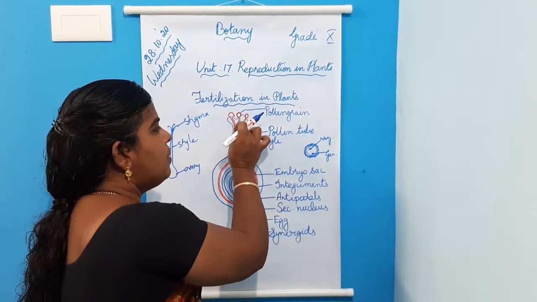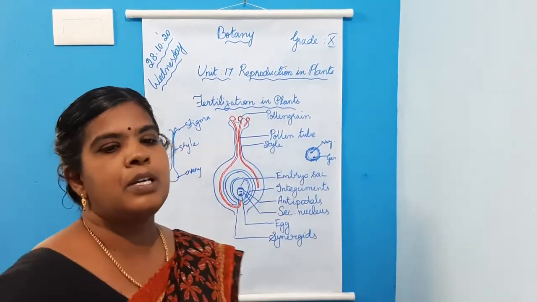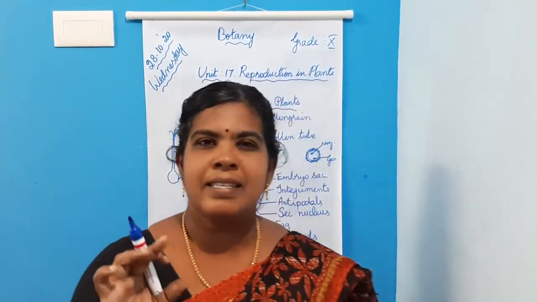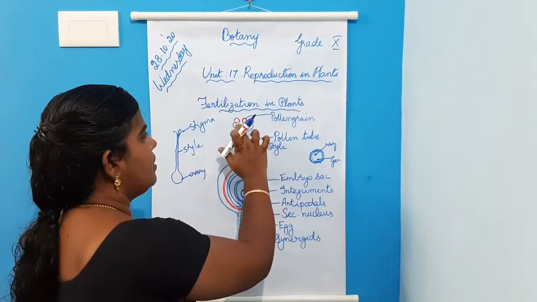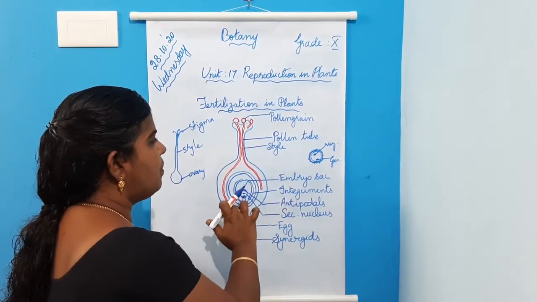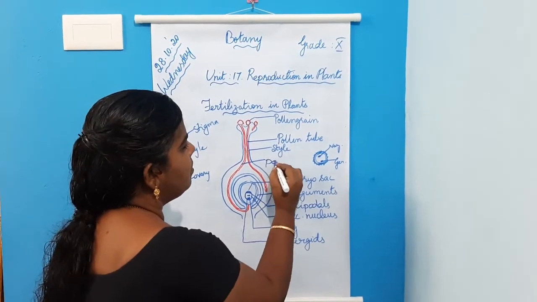During germination, the pollen grain forms a long tube, that is called the pollen tube. The pollen grain reaches the right stigma and starts to germinate. Then the pollen grain forms a small tube-like structure. This tube is called the pollen tube. What is it called? Pollen tube.